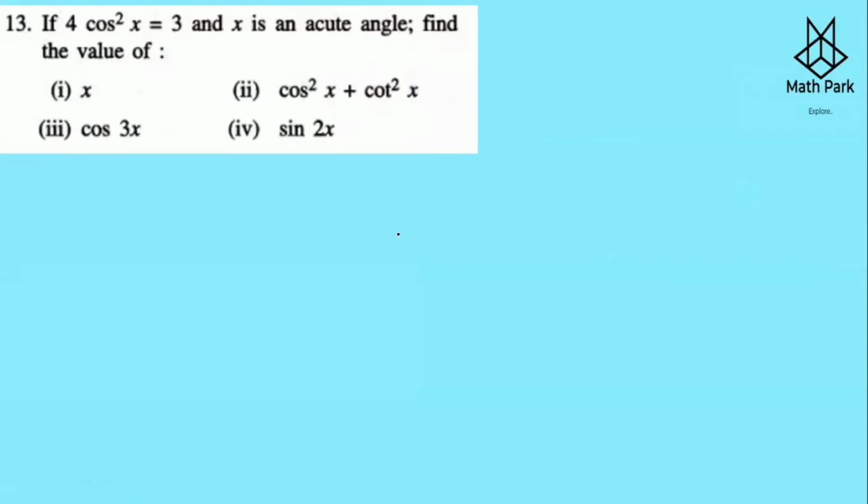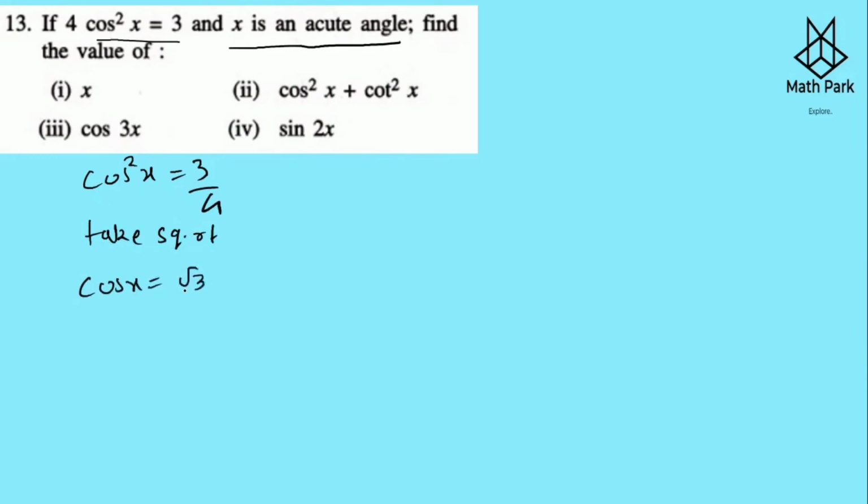Let us move to question number 13. We have 4 cos² x = 3 and x is an acute angle. Find the value of x. Now 4 cos² x = 3, so we get cos² x = 3/4. This 4 moves here. Take square root. Taking square root, we get cos x = √3/2. And we know that cos 30° = √3/2. So this implies x = 30 degrees.